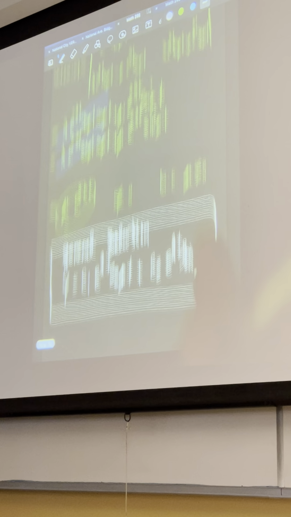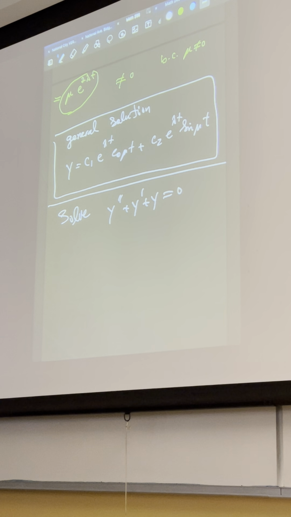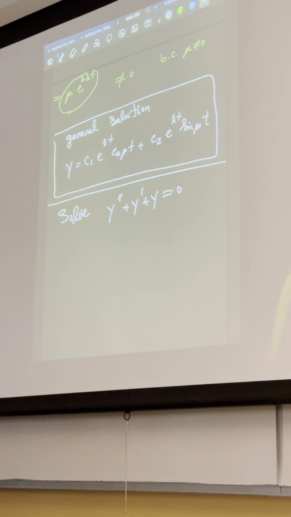Let's see an example. I'll have you start it. Solve y double prime plus y prime plus y equals 0. And it's a good time to take a quick break if you want to go use the restroom or get some fresh air. So you write the characteristic equation for that, solve it, find the real and complex components, and plug into what we just found.